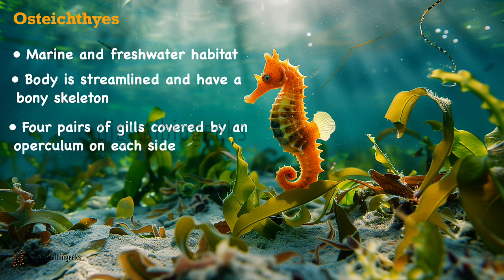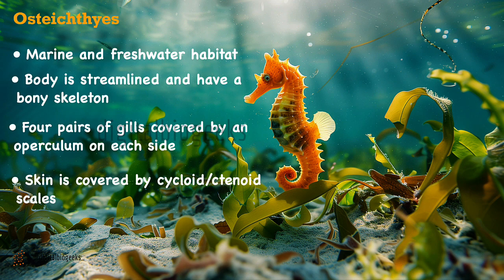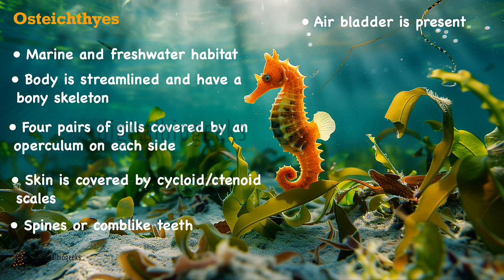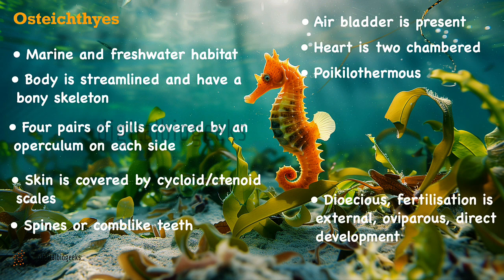Skin is covered with cycloid or ctenoid scales. They have spines or comb-like teeth along their free edges. Air bladder is present that helps in buoyancy in water. Heart is two-chambered with one auricle and one ventricle. They are also poikilothermous animals. The sexes are separate. Fertilization is external, unlike Chondrichthyes, where fertilization is internal. They are oviparous and their development is direct without a larval form.